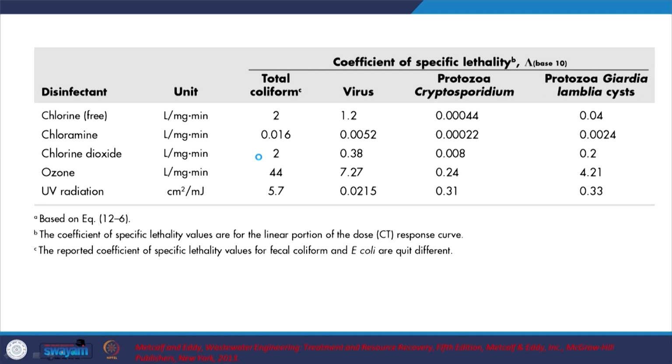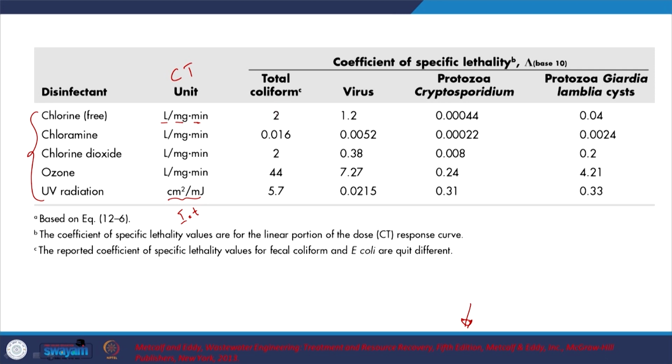So, here we have another table from Metcalf and Eddy. Here we have the different disinfectants, and the units here are milligrams per liter, so concentration, mass per volume, and time. These are CT values. Only for UV radiation we have different values, because it is intensity into time. So, that is what we have to look at. Let us see what else we have.